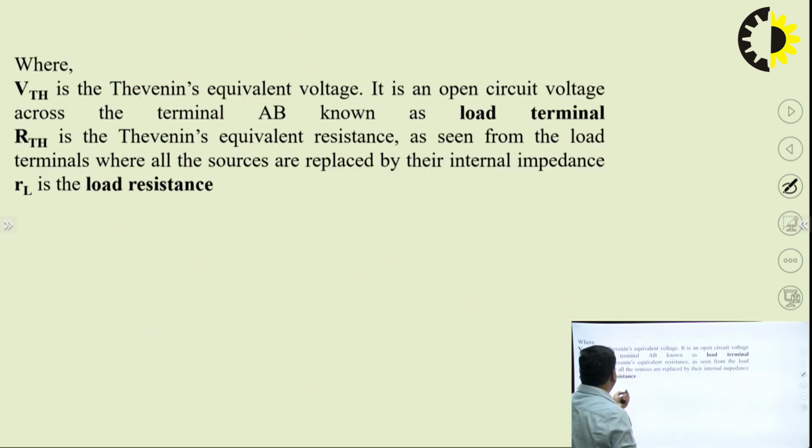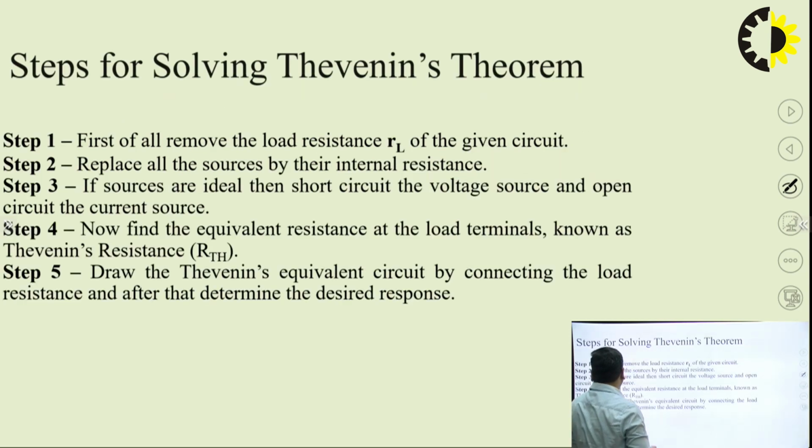And the same thing, VTH is the Thevenin voltage, the Thevenin equivalent voltage, an open circuit voltage across the terminal AB, known as the load terminal. RTH is the equivalent resistance as seen from the load terminals, where all the sources are replaced by their internal impedances. If we say impedance, then it becomes common in general, for AC as well as for DC circuits.